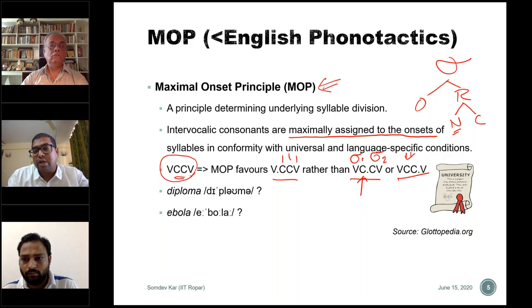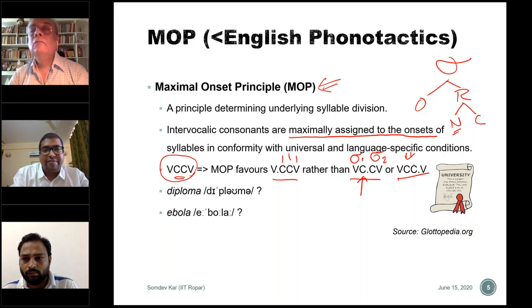Both the consonants are in the coda position. None is in the onset position of the second syllable. So this is not right. Let us take a real example. We have already seen Africa. Let us take some other example.